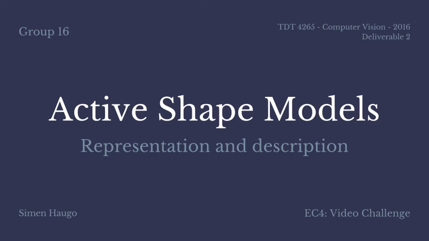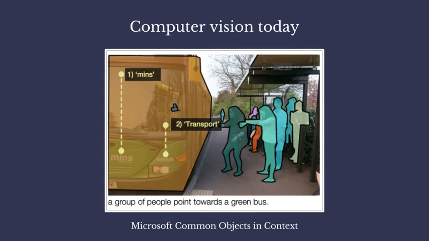In this video, I present active shape models as a method of representing and segmenting objects in images. Recent work in computer vision is about generating high-level descriptions of an image. For example, that an image shows a group of people waiting for the bus.